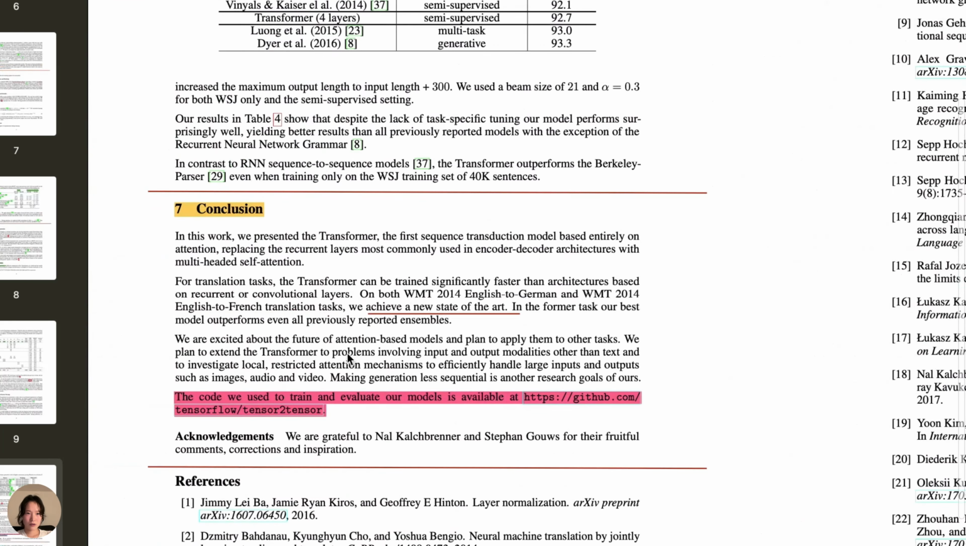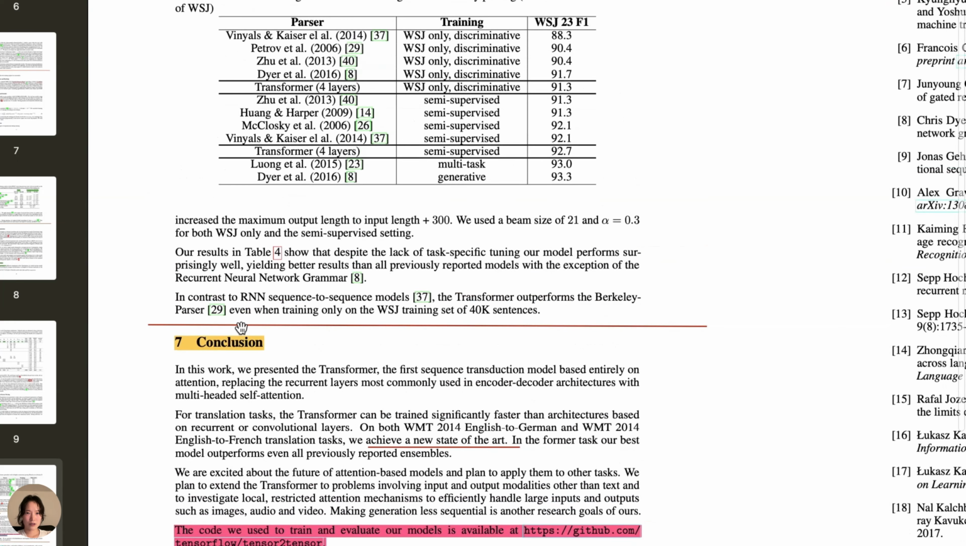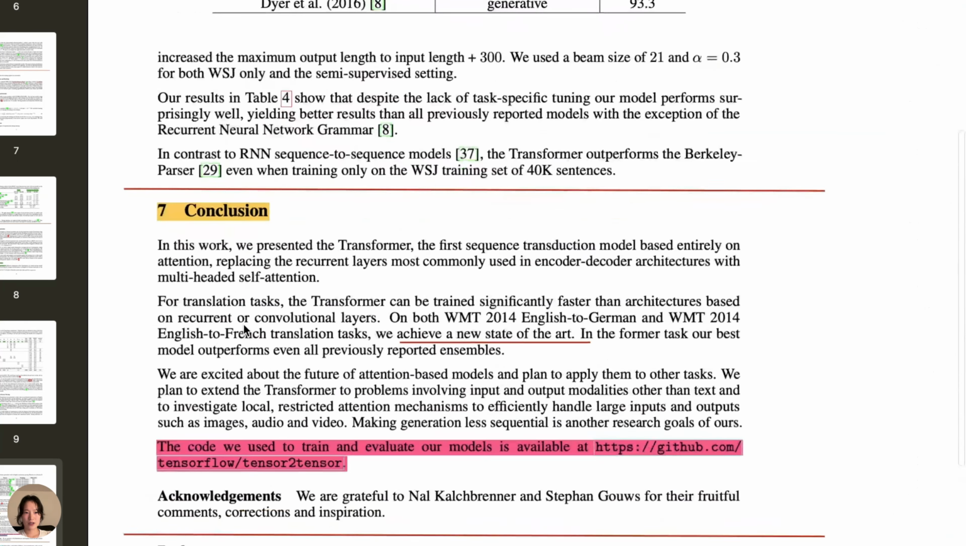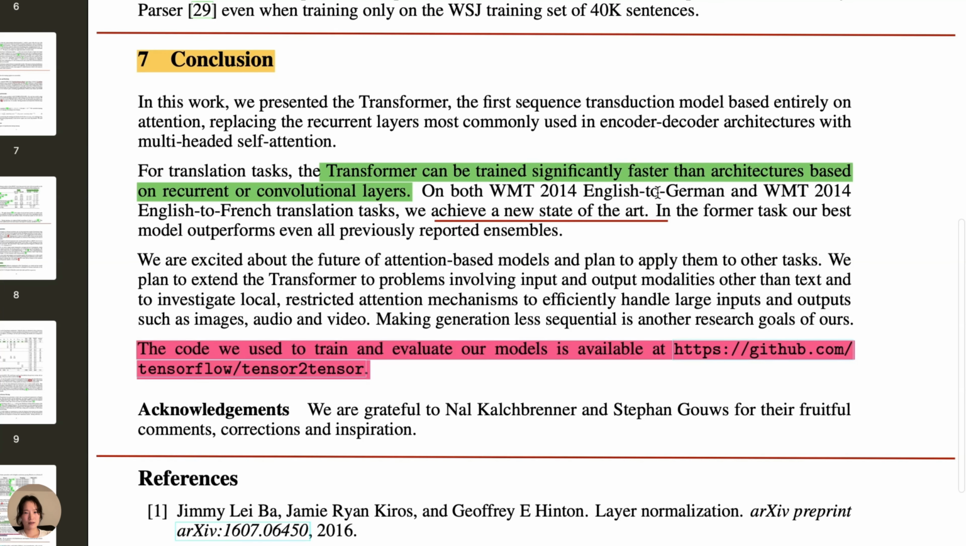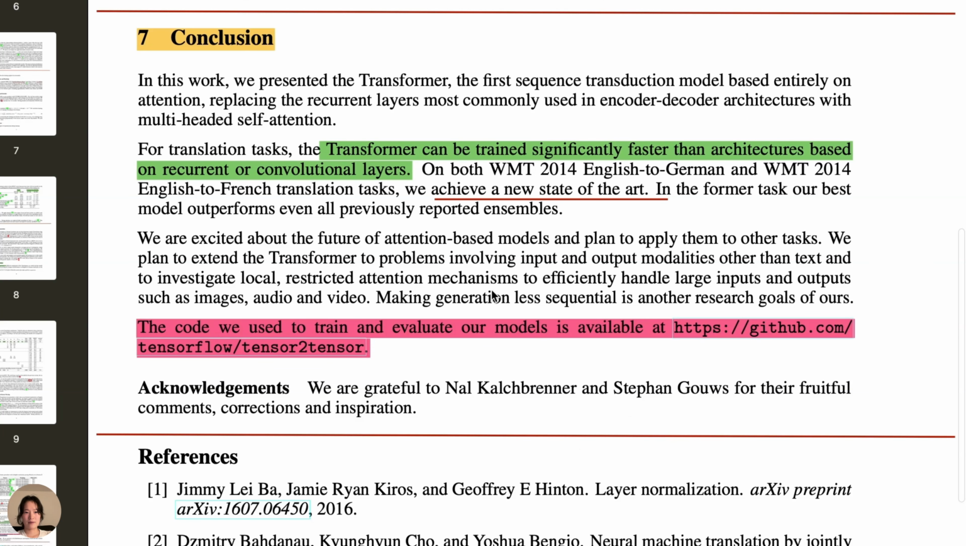Okay. After they show all the training, validation results and their variations, it jumps to the conclusion. It talks about how we've talked about the Transformer. In this translation task, based on our experiment results, it shows that the Transformer can be trained significantly faster than architectures based on RNN or CNN. And it achieved a new state of the art in a translation task, and they give their GitHub code.